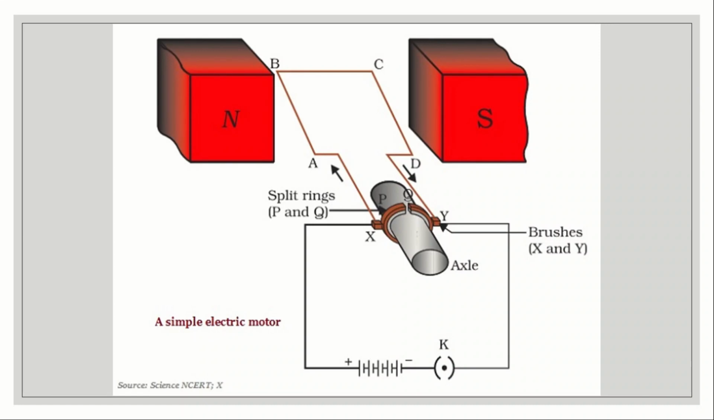This is the simple electric motor circuit, and this diagram is very much important for your board exam, so you need to practice well. This is the simple electric motor.